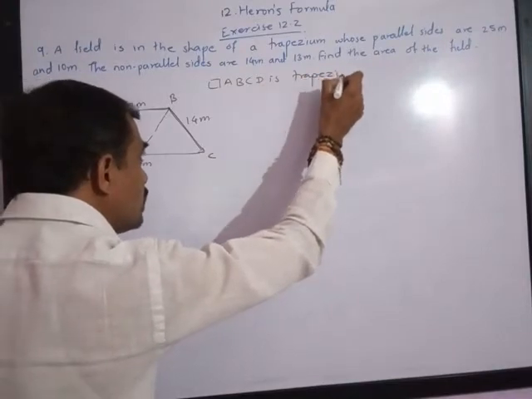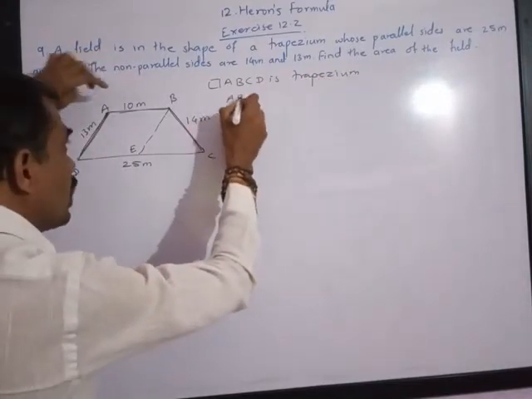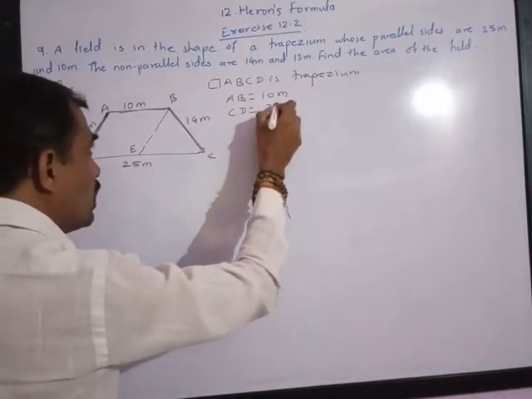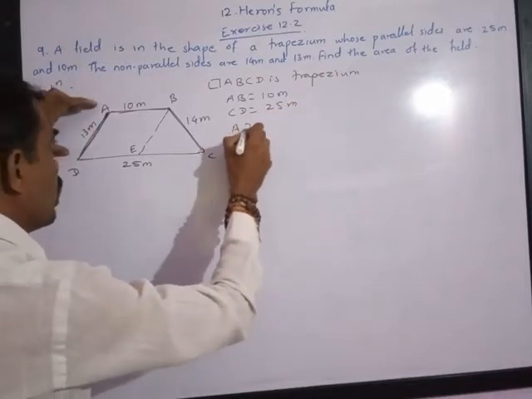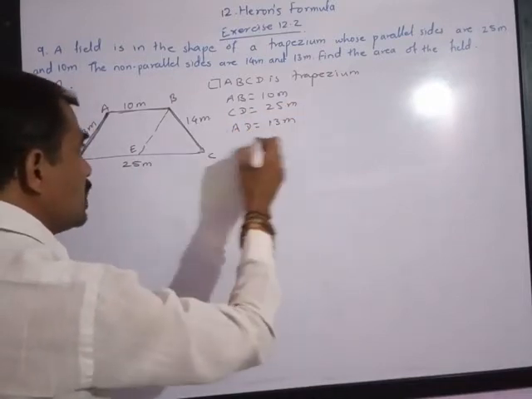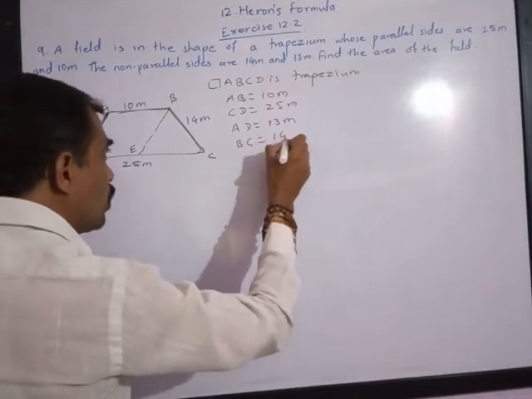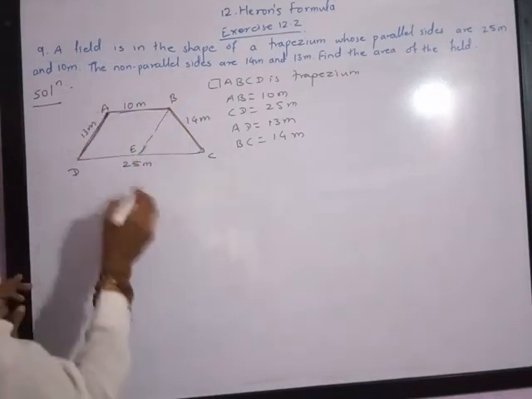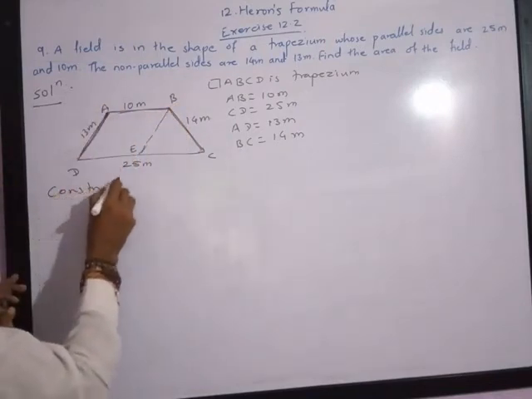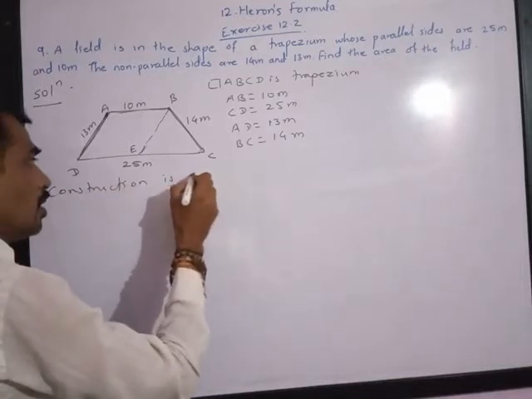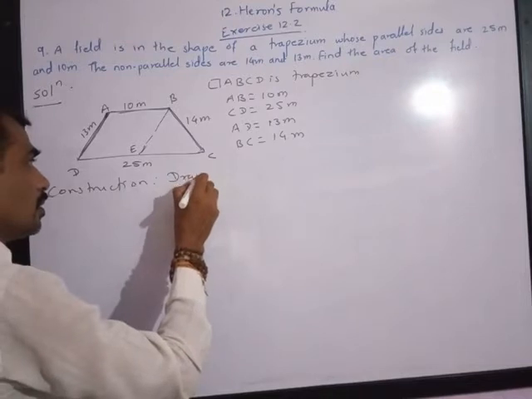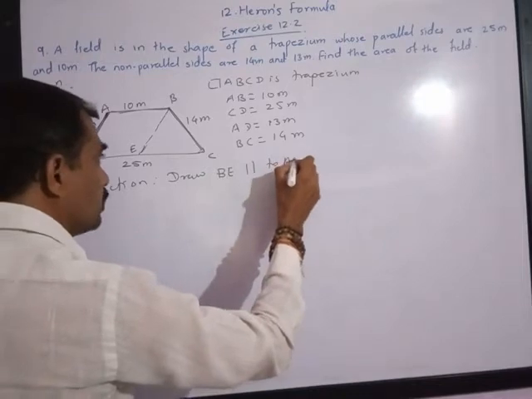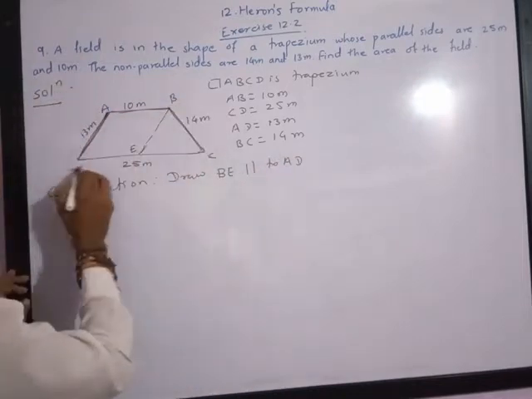This is what is given to us. Then we are given AB is equal to 10 meters, CD is equal to 25 meters, AD is equal to 13 meters, BC is equal to 14 meters. Now our construction is: draw BE parallel to AD. Now understand, AB is parallel to CD.